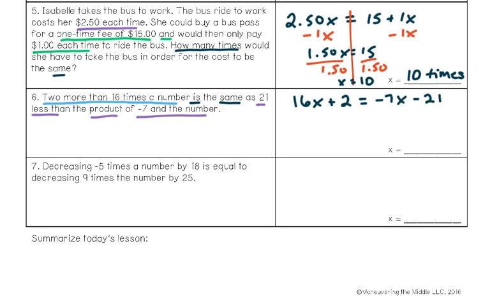It does matter the order you write that. The 21 does have to go behind that because it says it's 21 less than this. Now you can solve your equation for x. In this situation, the mystery number was negative 1. Number 7 is very similar.